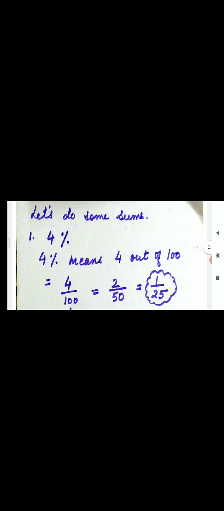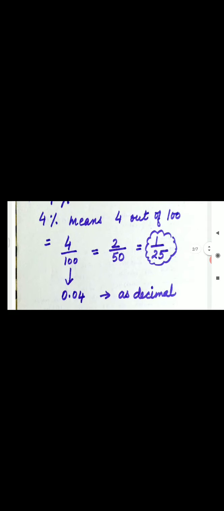4% means 4 out of 100. Can I write it as a fraction? Yes. 4% means 4 out of 100. Reduce if possible. I get 1 by 25. That is the fractional form. I can write it as a ratio, 1 is to 25. That is the ratio form. Can I write 4 by 100 as a decimal? Yes. That is 0.04. That is as a decimal. Right, all of you? It means a percentage can be written as a ratio, as a fraction, as well as in decimal form.